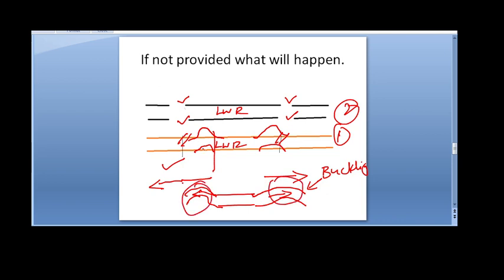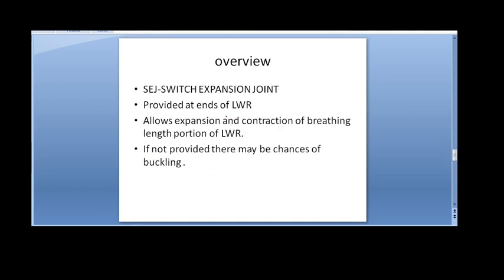So you have to provide SEJ. Because of SEJ, this space was provided. Whenever this track wants to expand, it will occupy this space, and when it wants to contract, it will go back. This work was done by what? SEJ. Up to here, it is clear.